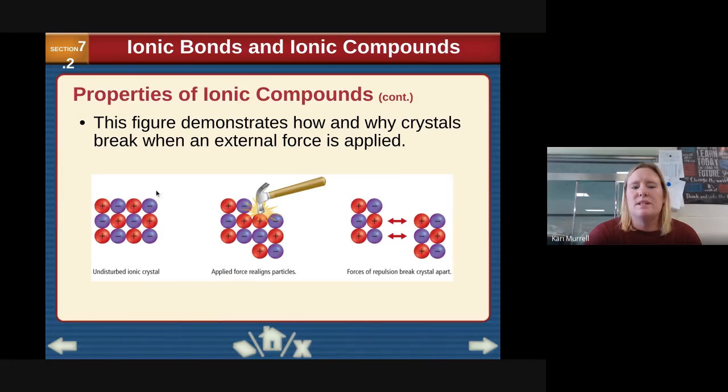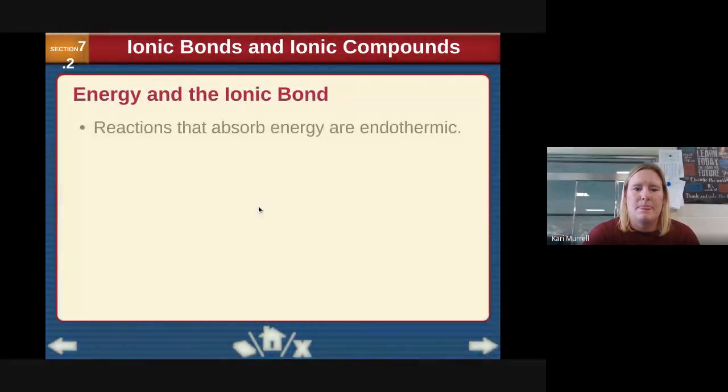Here we can demonstrate how and why crystals break when an external force is applied. In the first picture we have the crystal lattice, and when we tap it with a hammer, the layers slide and it breaks that bond.